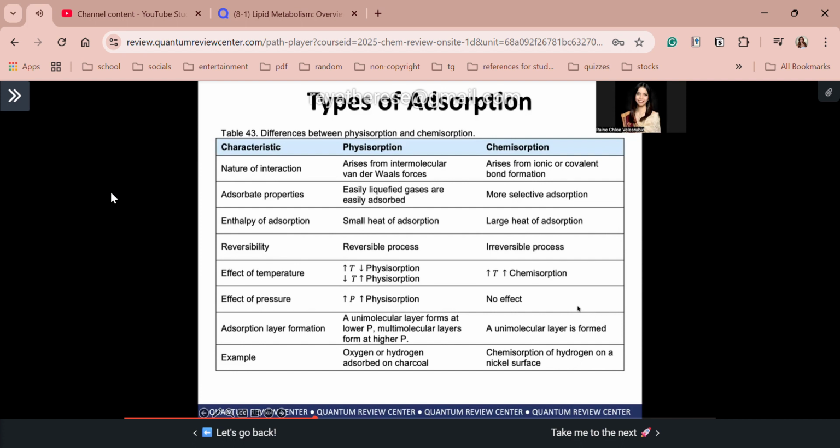Okay, and another distinct feature of physisorption is that multi-layer adsorption occurs, while for chemisorption, only a monolayer adsorption is occurring. Okay, so a common example of physisorption is oxygen or hydrogen adsorbed on charcoal, so that involves weak van der Waals forces, while chemisorption of hydrogen on a nickel surface involves the chemical bonds between hydrogen and nickel. Okay? So, tandaan lang yun, guys.